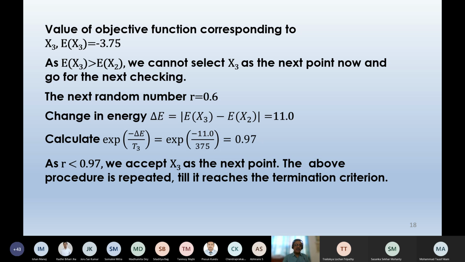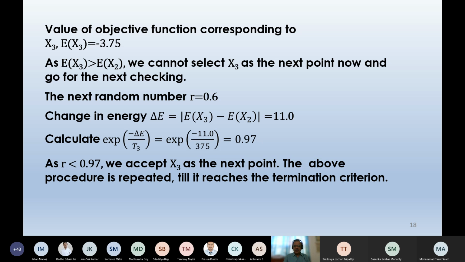Now here Ex3 is found to be greater than Ex2. So it does not hold good, because this is a minimization problem. So typically for this minimization problem, Ex3 should have been less than Ex2, but it is just the reverse. Ex3 is found to be greater than Ex2. So we cannot select X3 as the next point.